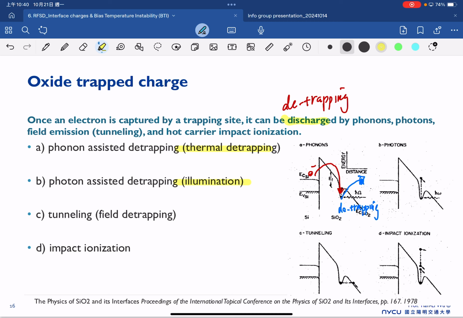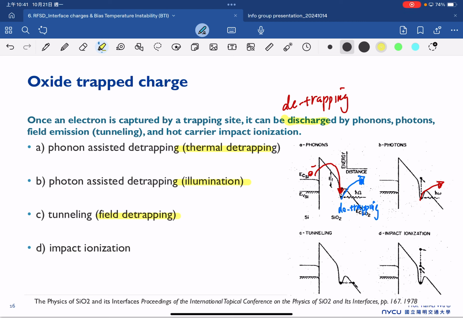So once you have light being injected in the region where we have the traps here, of course the electron will gain additional energy due to the light. So that's why the electron can come out again. Also, the next one is what we call field detrapping.